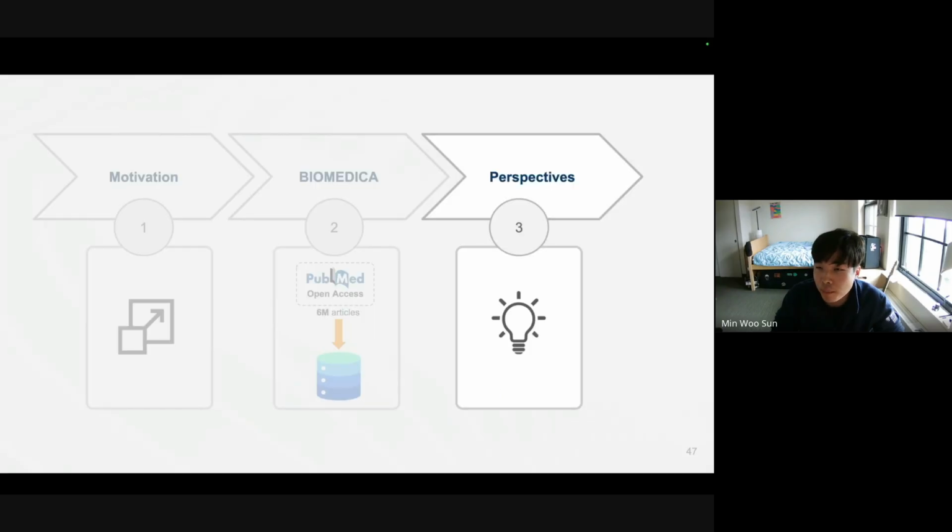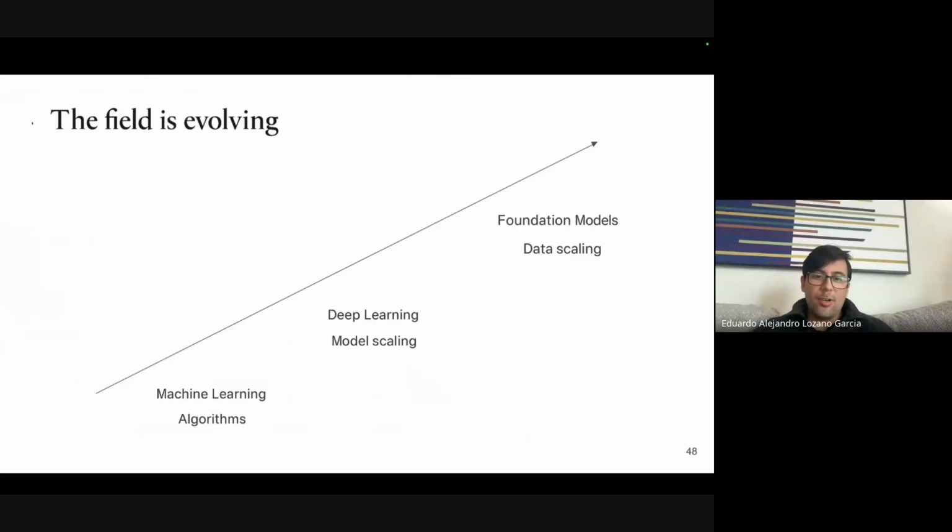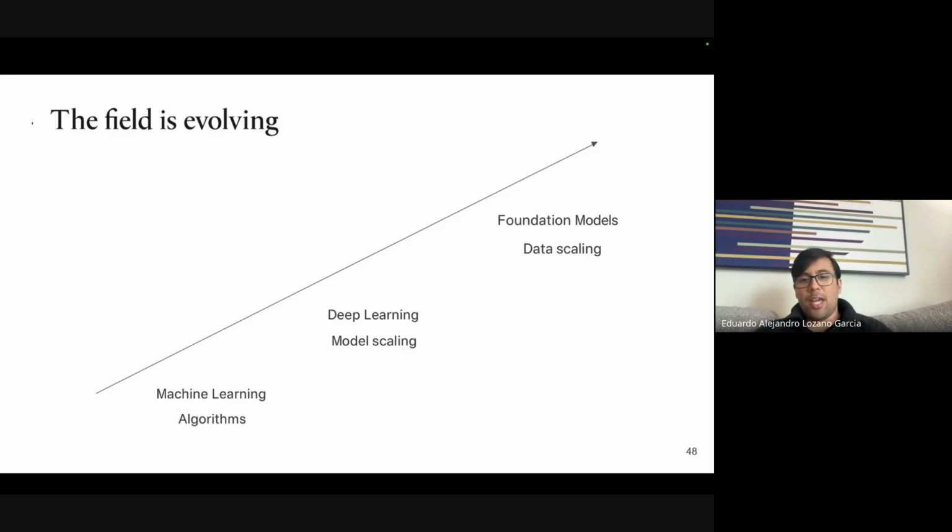Right. So with that, I'm going to pass it back to Alejandro, who's going to be talking about some perspectives, lessons learned, and things like that from having worked on Biomedica. Thanks, Min. So one of the things that I want to mention, and this is something I've discussed with colleagues, and they seem to agree, is that the field is definitely evolving, and has been evolving over the years, right? At the beginning, or not so long ago, people were really interested in the algorithms. After that, the deep learning era came, and the interest was in making deep neural networks deeper.